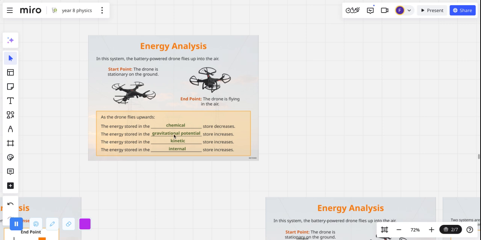Its gravitational potential energy goes up. It's moving, so its kinetic energy store goes up, and actually it gets hotter as well. So its internal store increases, it gets hotter, or its thermal store increases.